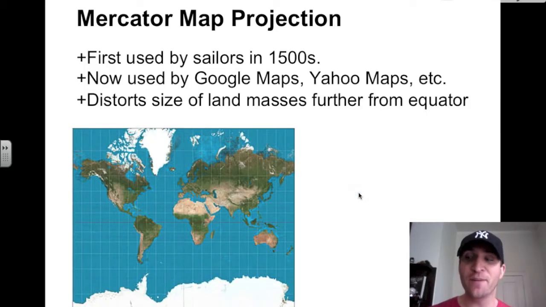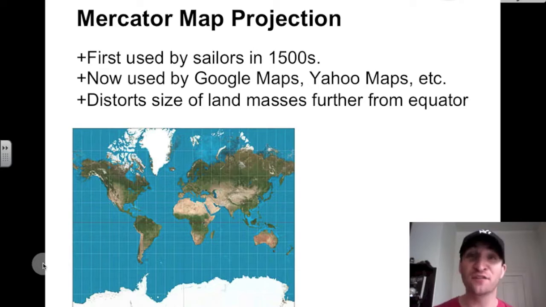Throughout history, there have been many map makers who've created these one-dimensional symbols. And this is the Mercator Map Projection. It was first used by sailors in the 1500s, in the age of exploration, the age of Christopher Columbus. It's now used by Google Maps, Yahoo Maps, and other internet companies. But the Mercator Map Projection has flaws. It distorts the size of land masses that are further north or south of the equator.